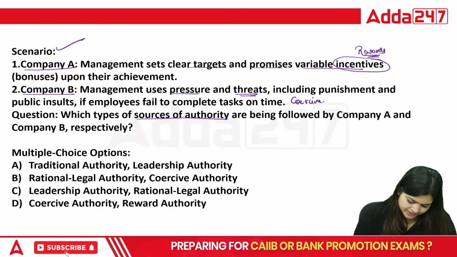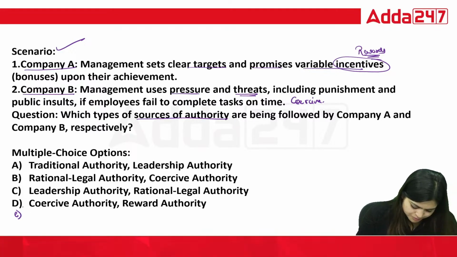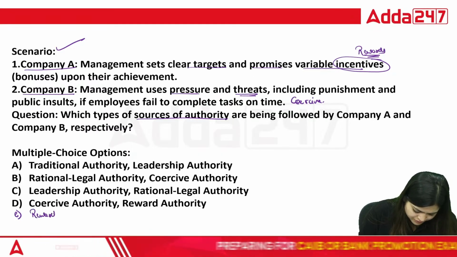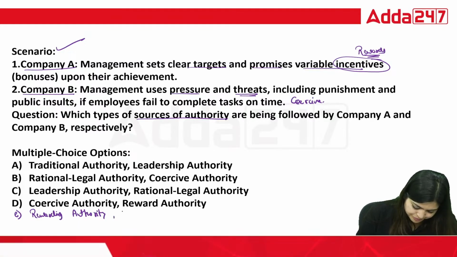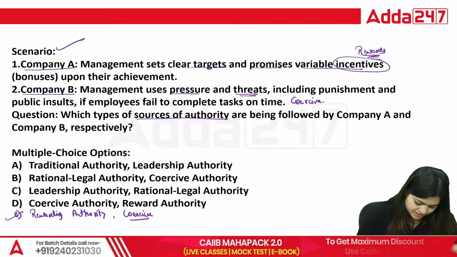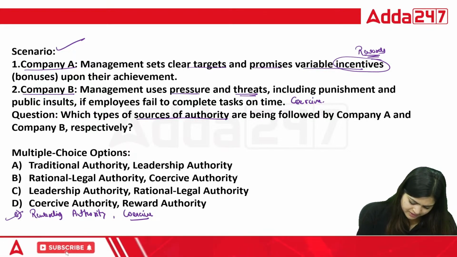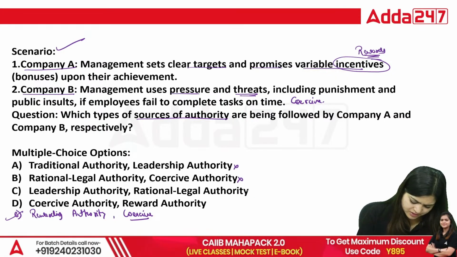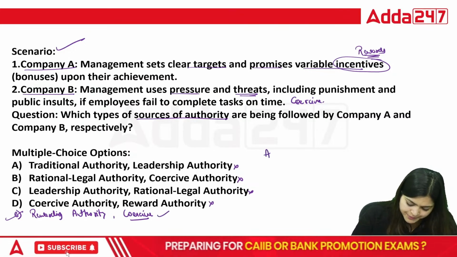So as per this, the correct answer, in the last option you can say, but that is in reverse format. So the first one is rewarding authority, and the next is coercive. So the correct answer is answer E, because rational is not given. Rational legal authority is not any authority. Traditional is not any authority. Leadership and rational, no. Even D is not the correct answer. The correct answer is answer E.